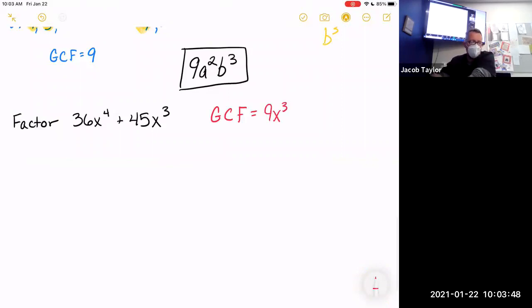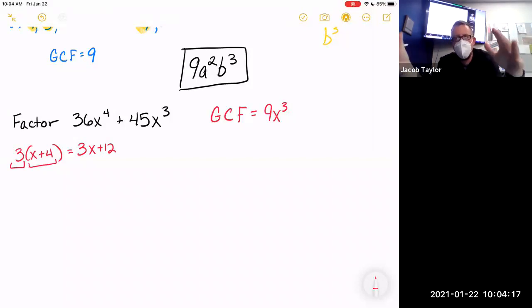Now, here's how factoring works. Factoring is sort of like doing the distributive property in reverse. The distributive property is when you have something outside parentheses, like a 3 and then an x plus 4, and you distribute that to get like 3x plus 12. Factoring means I want to work backwards. I want to have something outside the parentheses and then something inside the parentheses. What are the two things I multiply together that give me 36x to the 4th, 45x cubed?